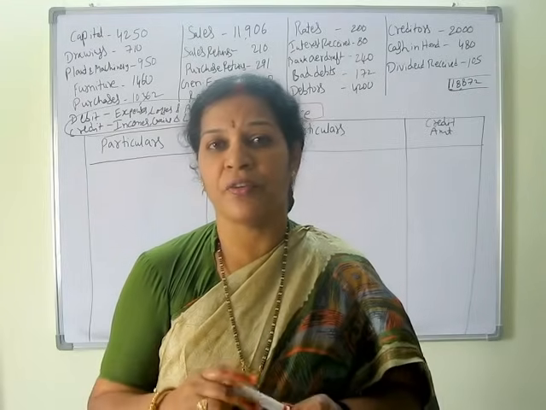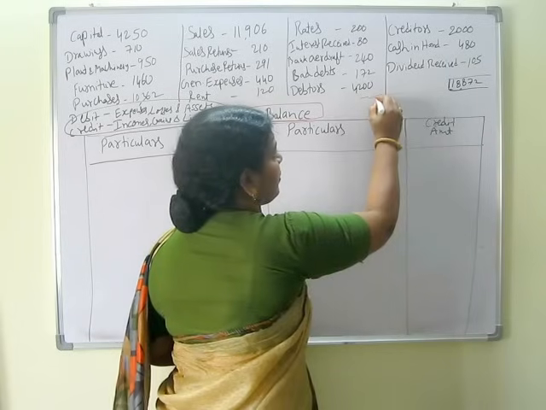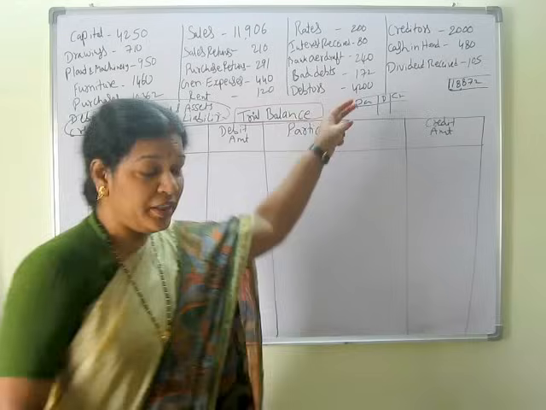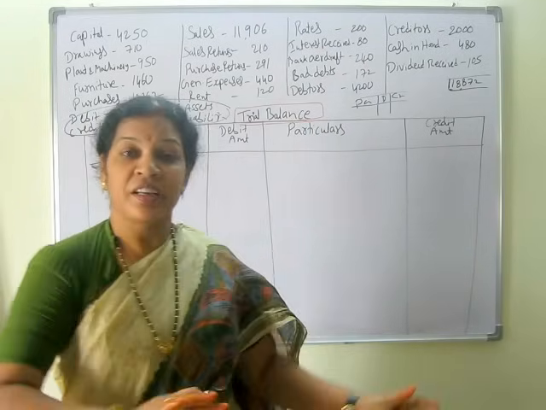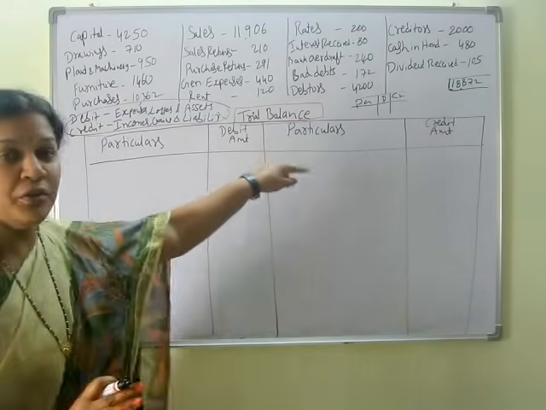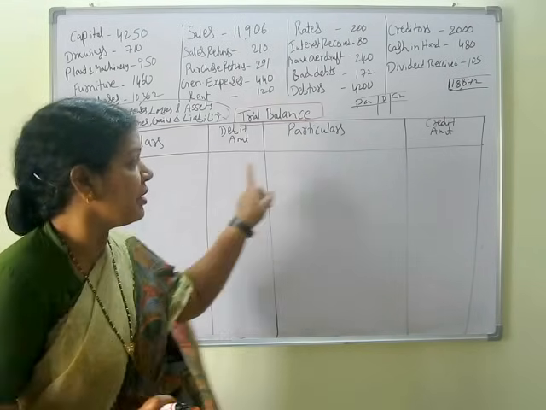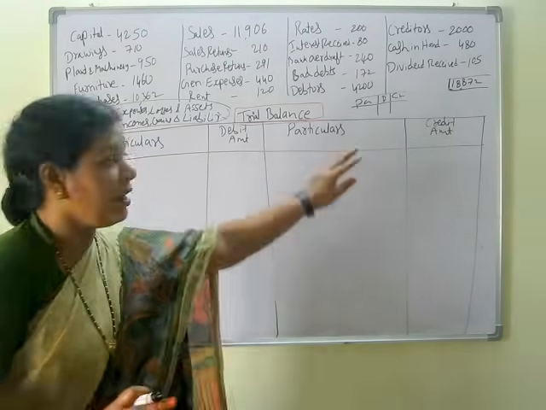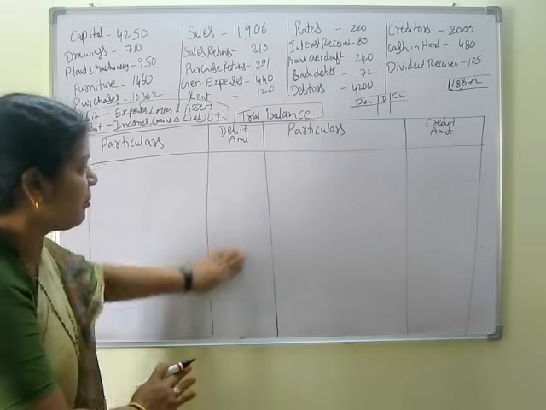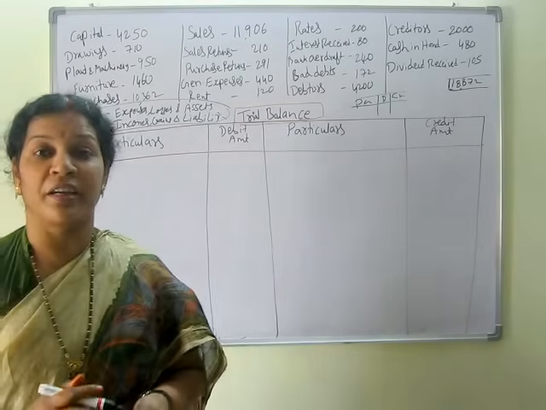There are two types of format of trial balance. Some people will prepare trial balance like this: particulars, debit amount and credit amount. It goes very lengthy. So the second format I'll follow always. This format is comfortable. We write particulars, amount, particulars, amount, debit side amount, credit side amount. When we post all the transactions, debit side transactions here, credit side transactions here, and the debit and credit side amounts should tally at the end.